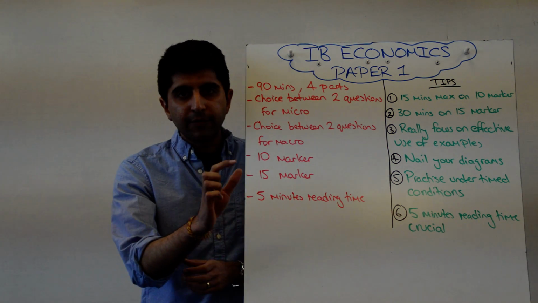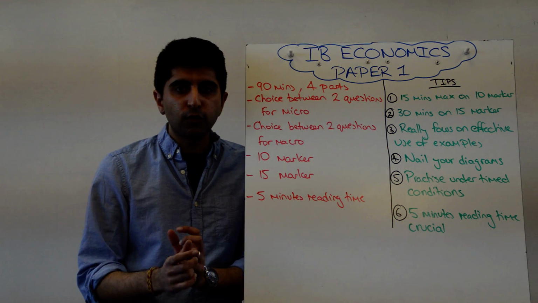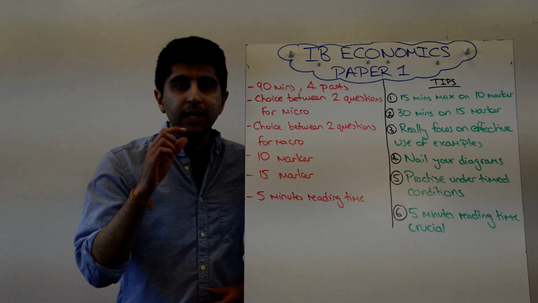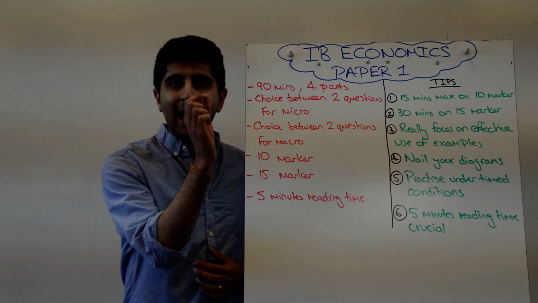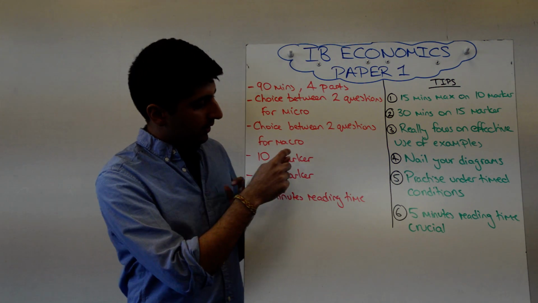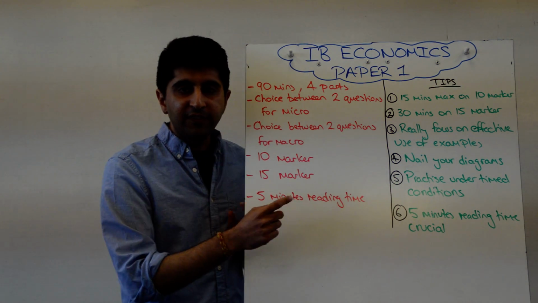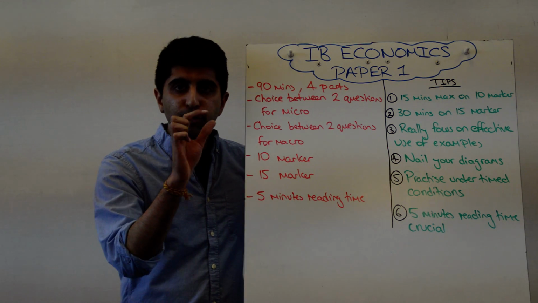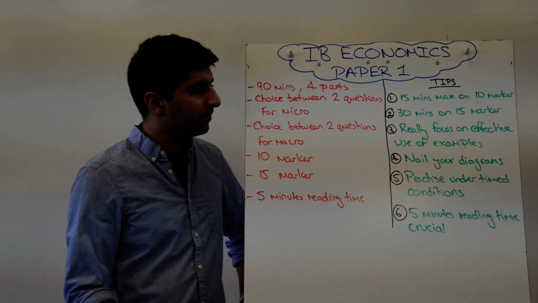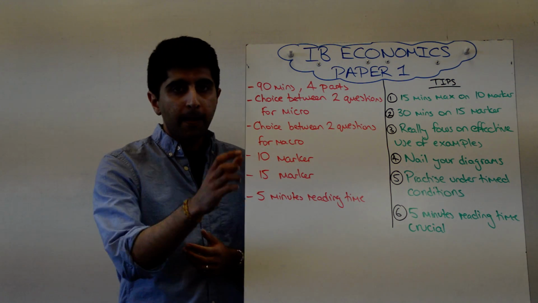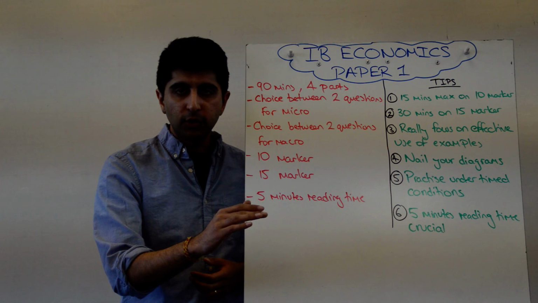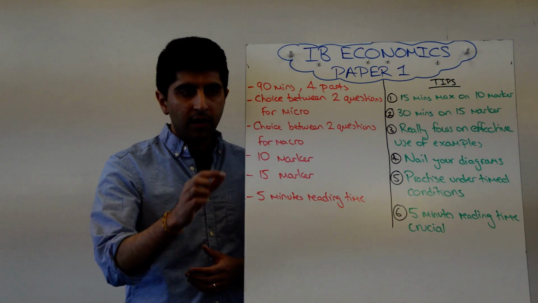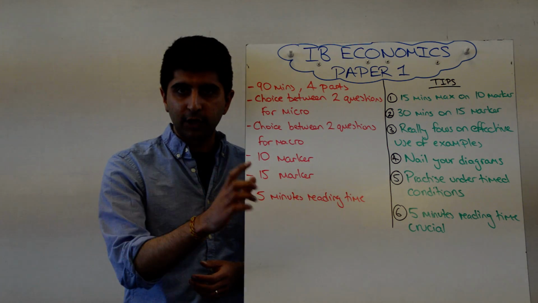So you're going to have a choice between 2 questions for micro and a choice between 2 questions for macro. Each question in your choice is going to have an A part worth 10 marks and a B part worth 15 marks. Whichever question you pick from micro and macro, you have to answer both parts of the question. So 2 choices for micro, pick one, A part and B part, you must do that question. 2 choices for macro, pick a question, A part, B part, you must answer for the question you've picked.